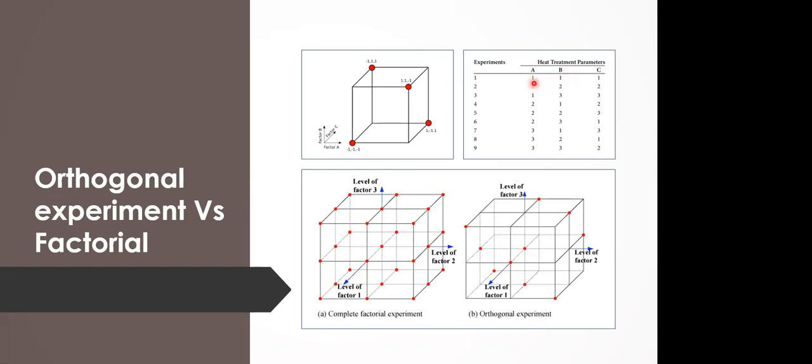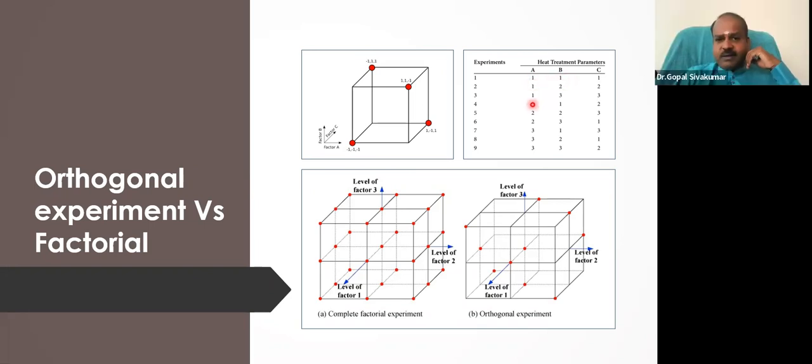Yeah. Factor A, level 1, level 2, level 3. Factor A has 3 levels: low, medium, high, or 1, 2, 3. Similarly, factor B has 1, 2, 3. Factor C has 1, 2, 3. Now I take 2 columns, A and B. I see 1 and 1.